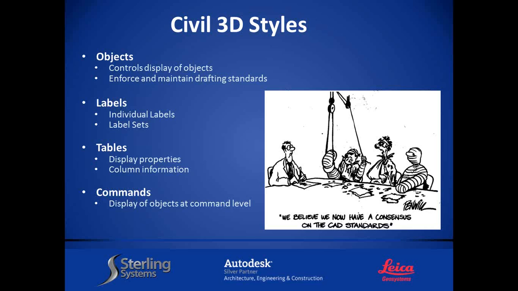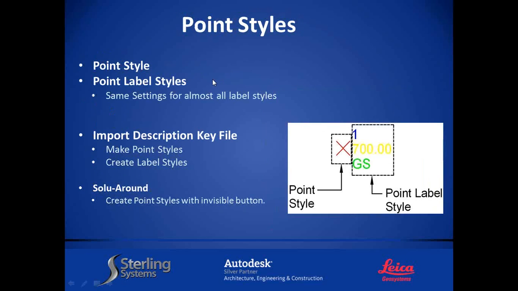So we're going to create styles for objects. Every object has labels. Every object is going to have tables. And then at the command level, you can override what style you want to apply to any object. So again, there's a hierarchy along with styles as well. So the first thing we're going to jump into and talk about is kind of building that template and the best way to do that, and that is with point styles. It's just a good place to start.